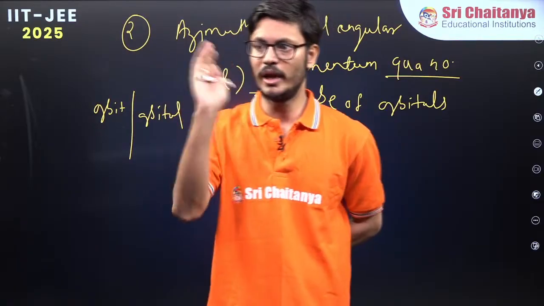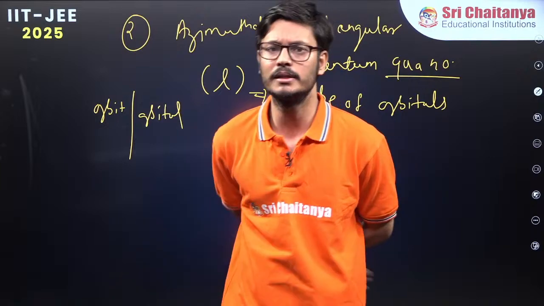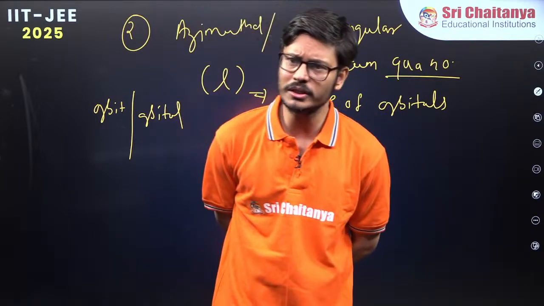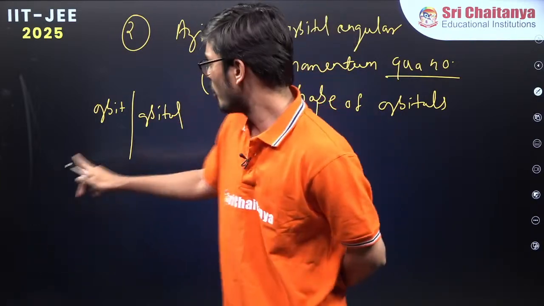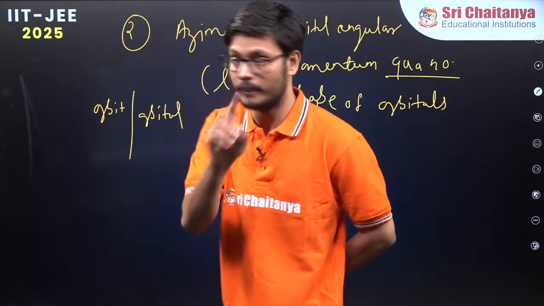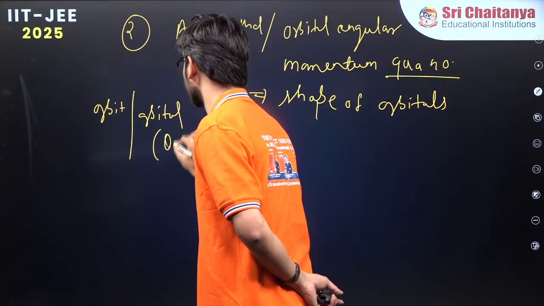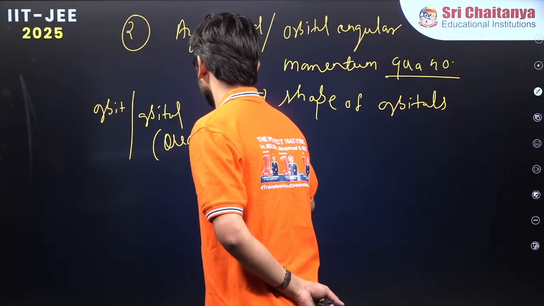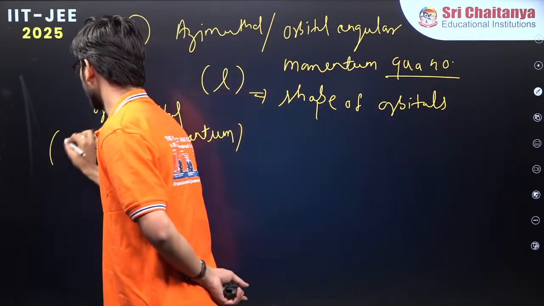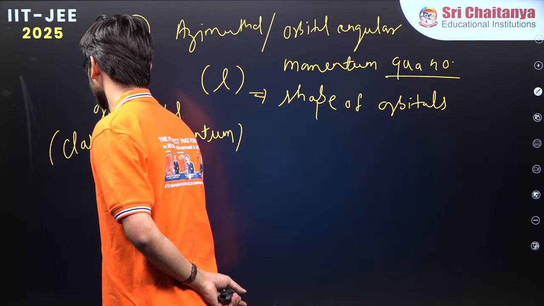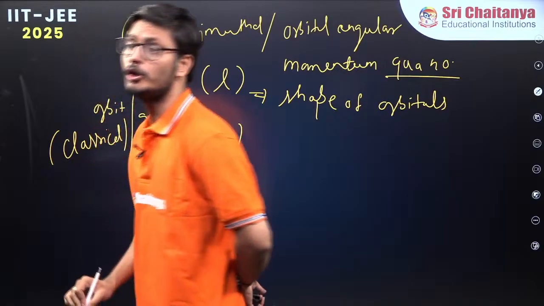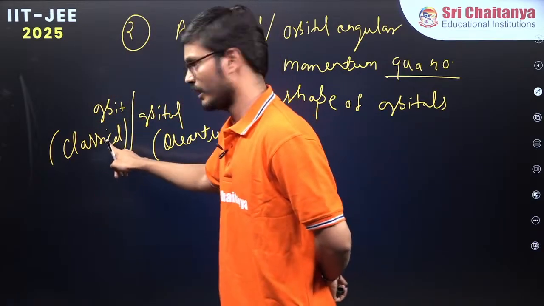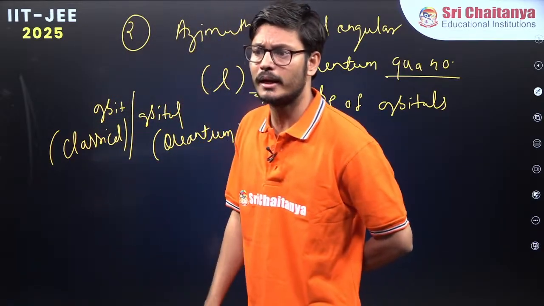Very good, beta ji. Very good, Jitendra. So that is the definition of orbital. Please remember, orbital is the concept of quantum mechanics, and orbit is the concept of classical mechanics. Classical mechanics means Newtonian mechanics.